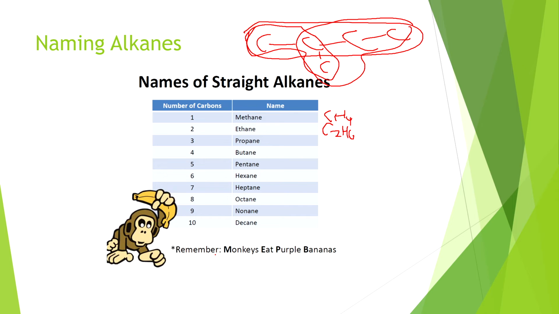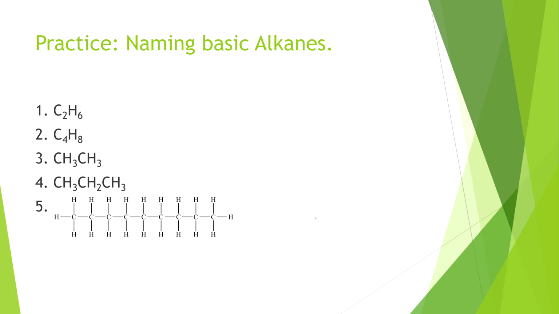So there's a short acronym for remembering the first 4 straight alkanes, and this acronym is monkeys eat purple bananas. We can see that monkey stands for M for methane, E for ethane, P for propane, and B for butane. Let's continue on with some practice naming the basic straight alkanes.